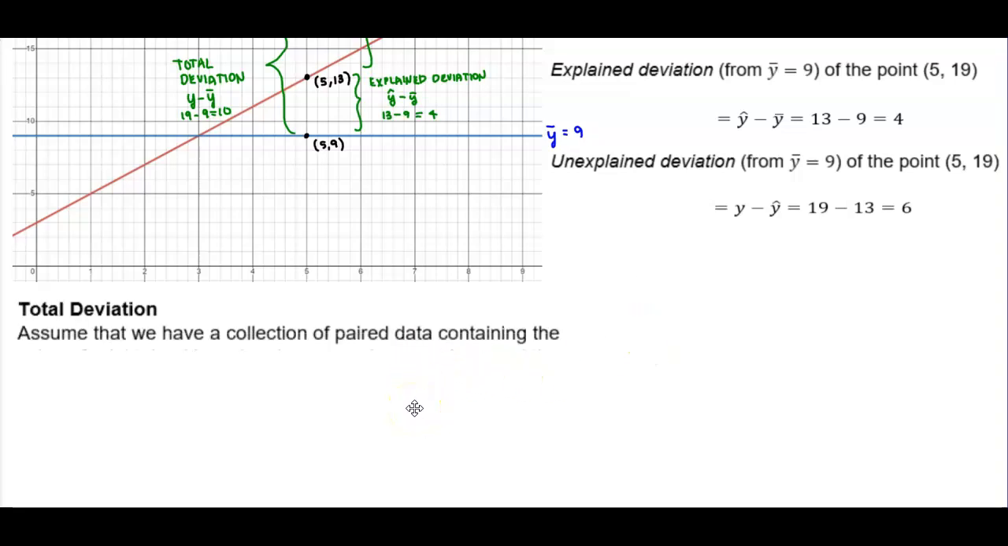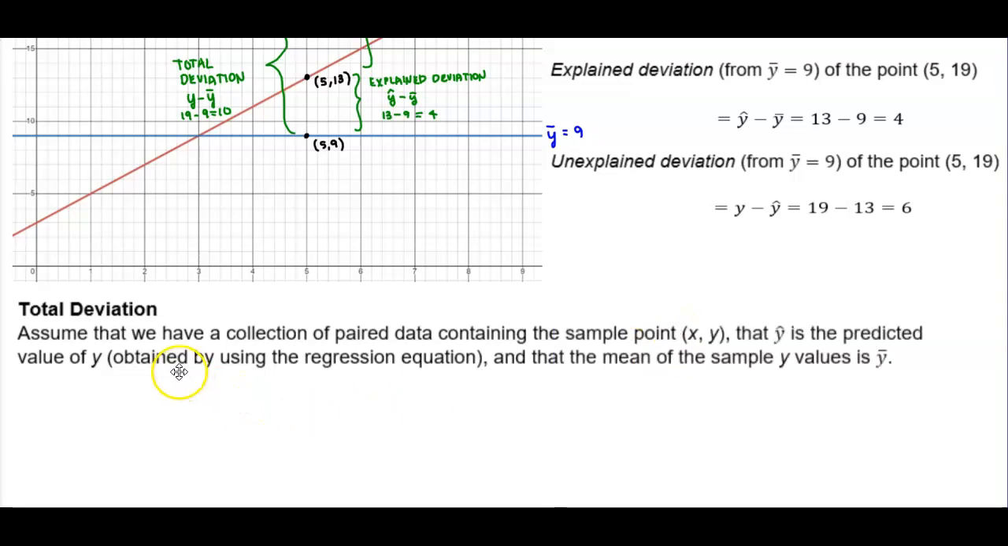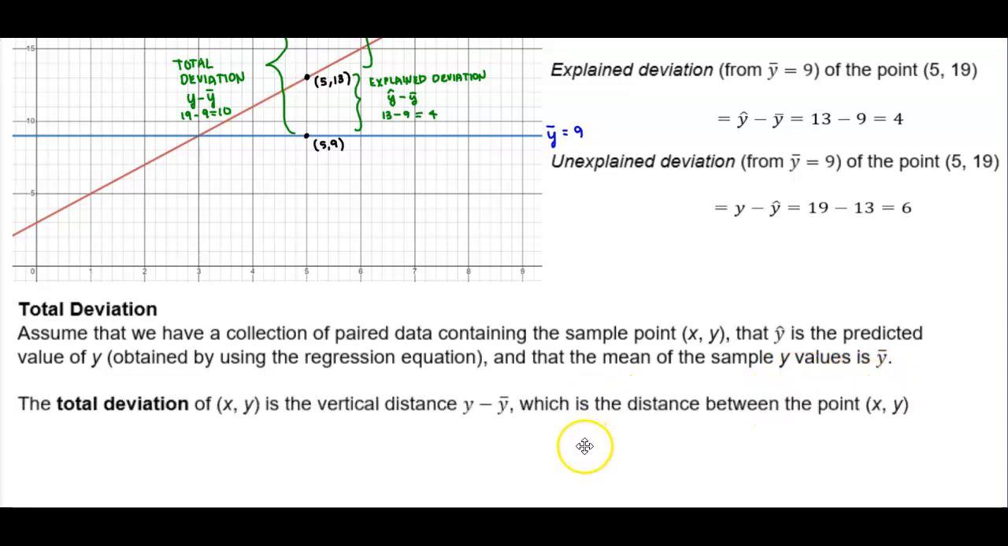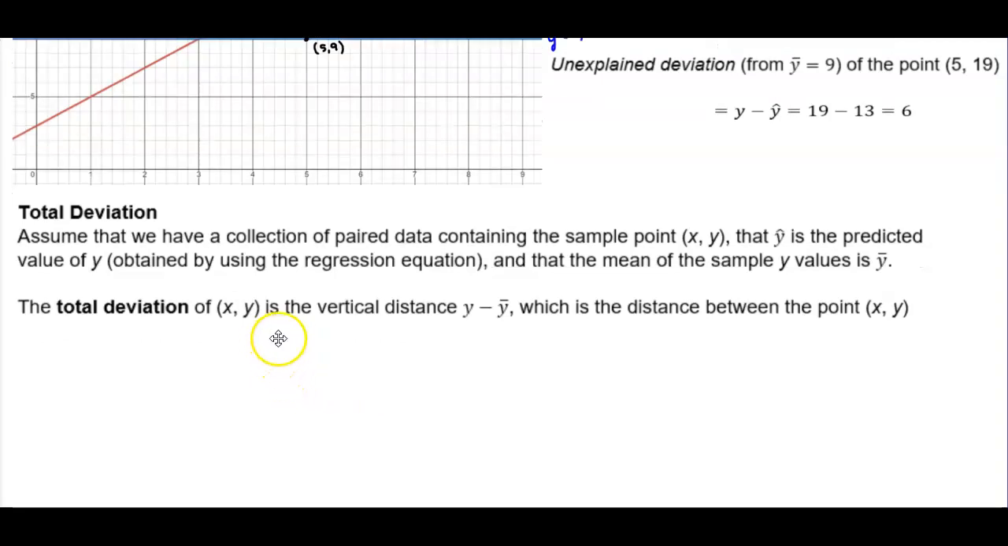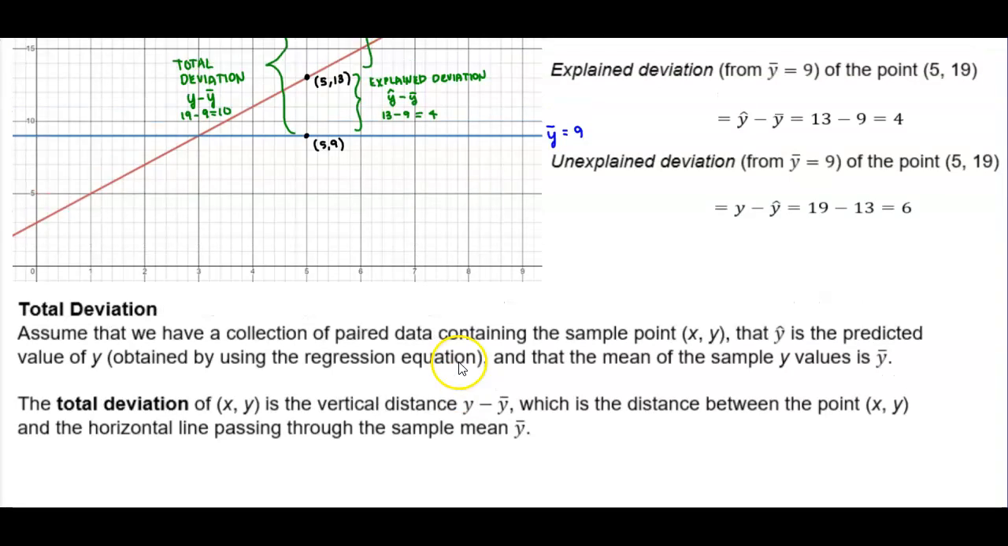So here's a formal definition. Total deviation: assume that we have a collection of paired data containing the sample point (x, y), that the predicted value of y is obtained by using the regression equation, and that the mean of the sample y values is y bar. The total deviation of (x, y) is the vertical distance y minus y bar, which is the distance between the point (x, y) and the horizontal line passing through the sample mean, which is what we did here.